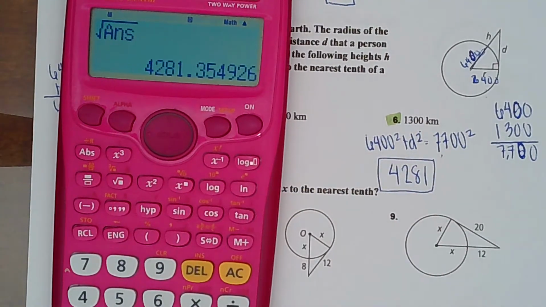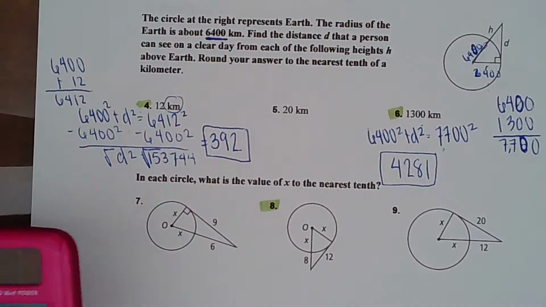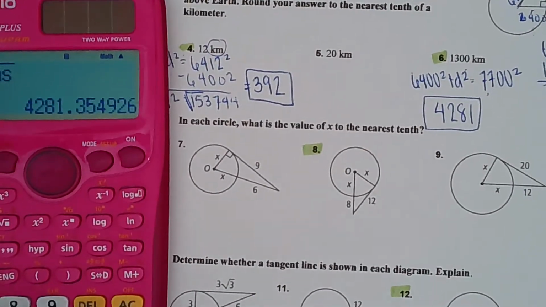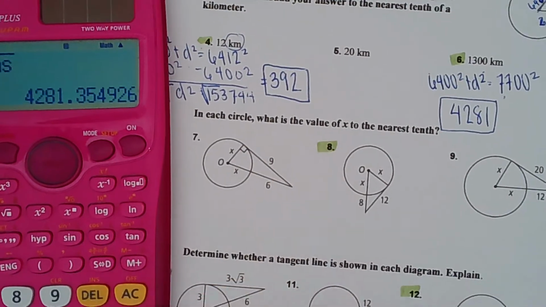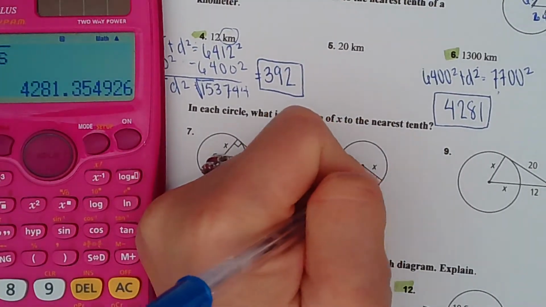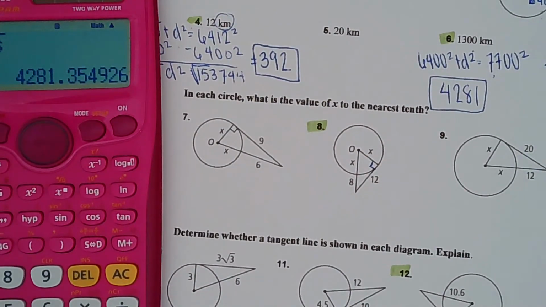So just go slow, check your work. All right, and then right here, it's the same idea. Because they're tangent, you know that this is a 90-degree angle. So again, there's a triangle that's created.